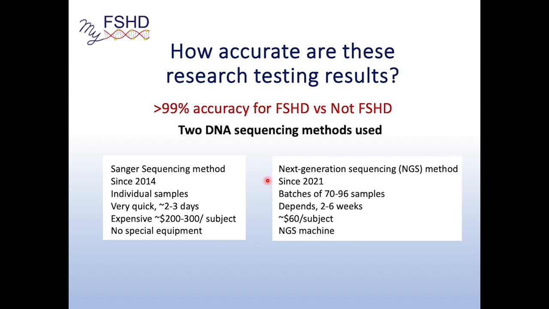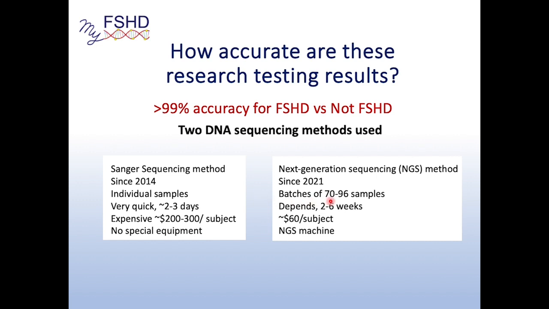More recently, though, we've moved in 2021 to what's called next-generation sequencing. Now, others have published on this that are copying our technology, but we've been doing the next-gen sequencing since 2021. In this, you have a microchip where you can run batches of 70 to 96 or even more samples, depending on how many barcodes you have. This takes a little bit longer, but the reason it takes longer really is because we need to get 70 to 96 samples sent to the lab from all around the world. And we can get anywhere between 5 samples to 20 samples in a week. You just never know. In the end, it costs the same amount to run one sample as 96 samples.